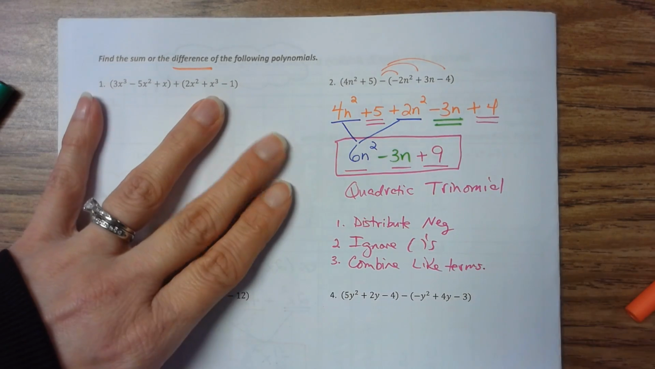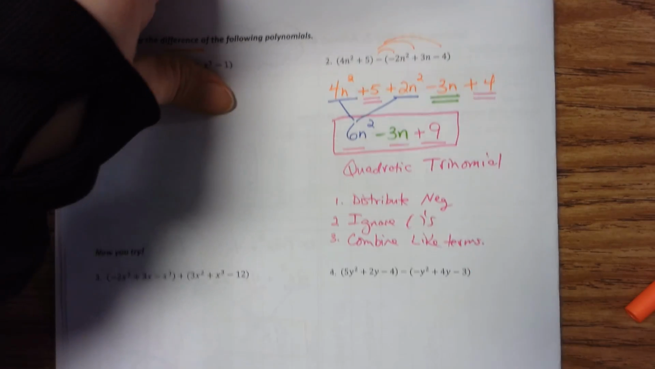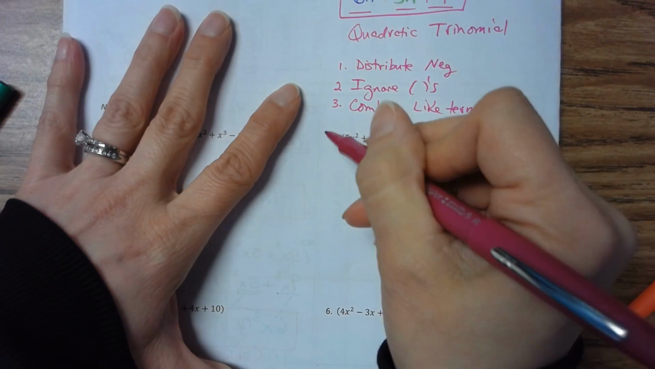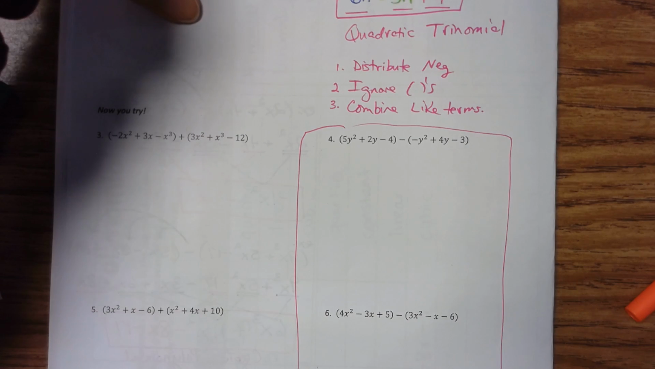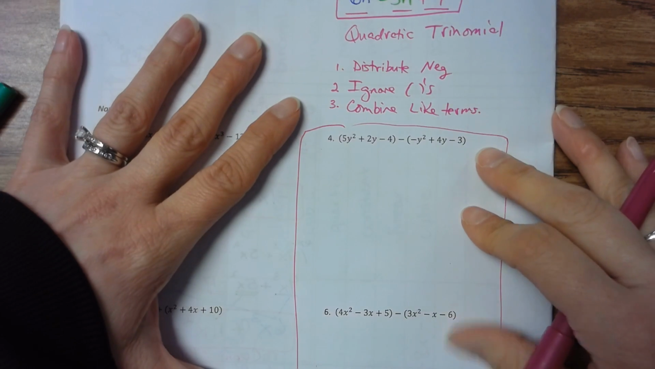I really hope this video made sense, and I would like to see you try these next 2 problems right here. Your assignment is to complete numbers 4 and 6, showing us that you can subtract polynomials.